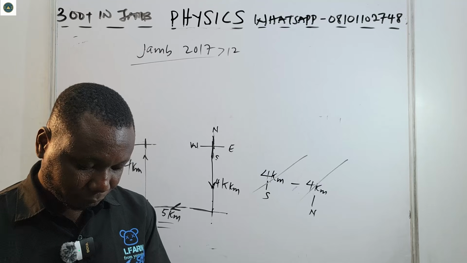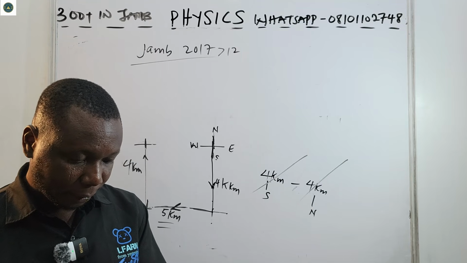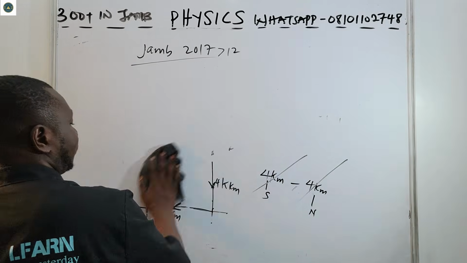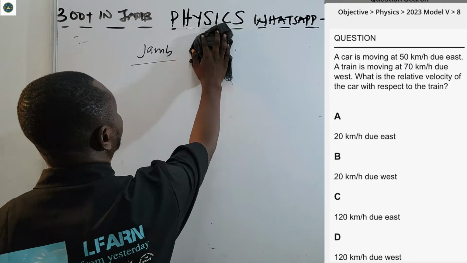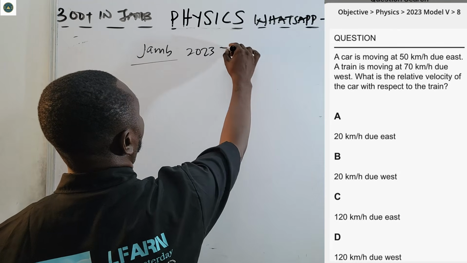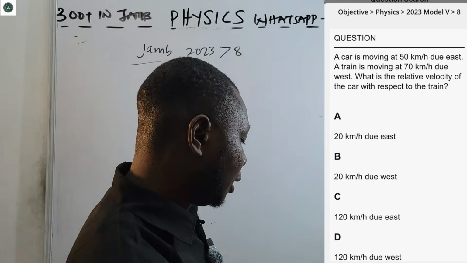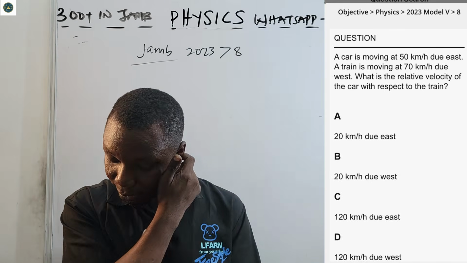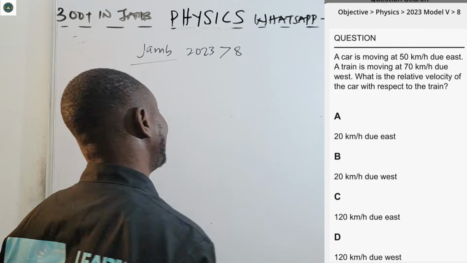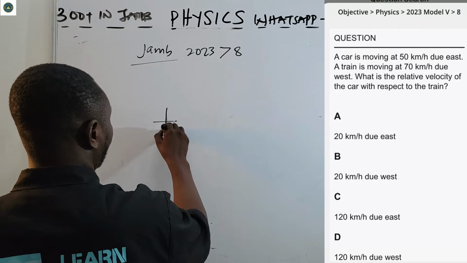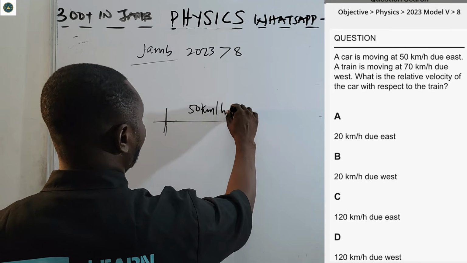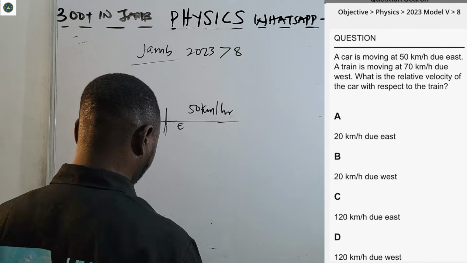Okay. Let's see. 2023, question 8. It said a car is moving at 50 kilometers per hour due east. You have a car. It's moving 50 kilometers per hour due east. So this is your east.